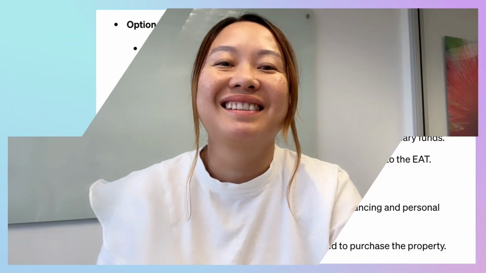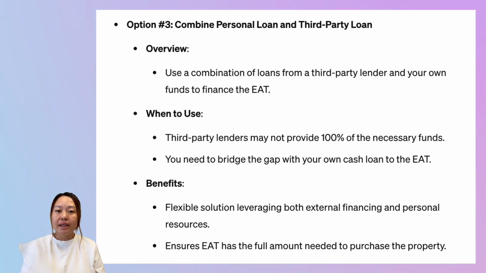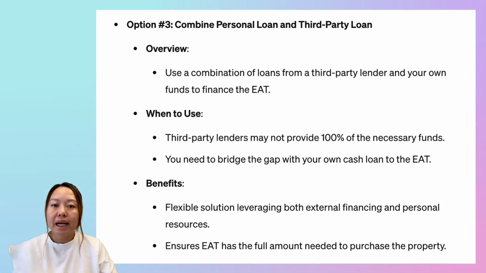We already looked at option 1 and option 2. Now let's look at a combination of these two options, which becomes option 3. Basically, we're trying to get financing for our EAT, or our exchange accommodation title holder, for our reverse exchange, so we can acquire the property, right?